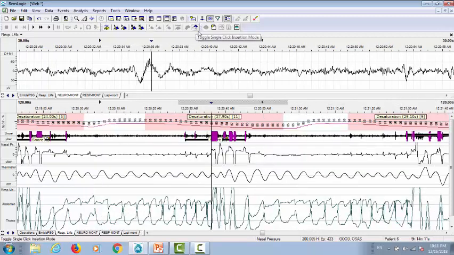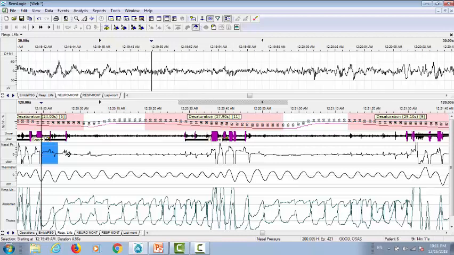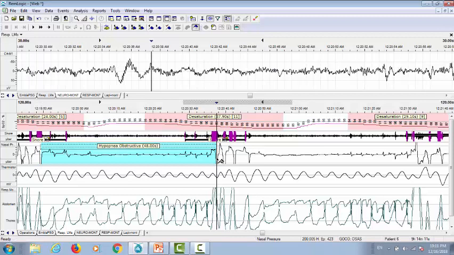Another example, no apnea here based on the thermal channel. However, we have hypopnea. We begin the event from here, we end it here. And this event is associated with an arousal.